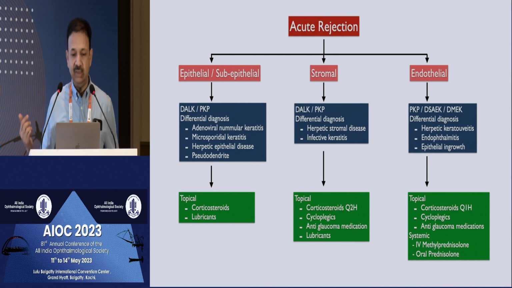This is a nice chart depicting all the rejections that you see: the epithelial, subepithelial rejection, and you have your stromal and the endothelial rejection. The epithelial, subepithelial are quite easier to treat. They don't affect the overall health of the corneal graft. But yes, sometimes these are misdiagnosed as adenoviral or pneumolar keratitis, and although the treatment remains the same, I think it's important to differentiate from other conditions like microsporidial or herpetic or even a pseudodendrite.